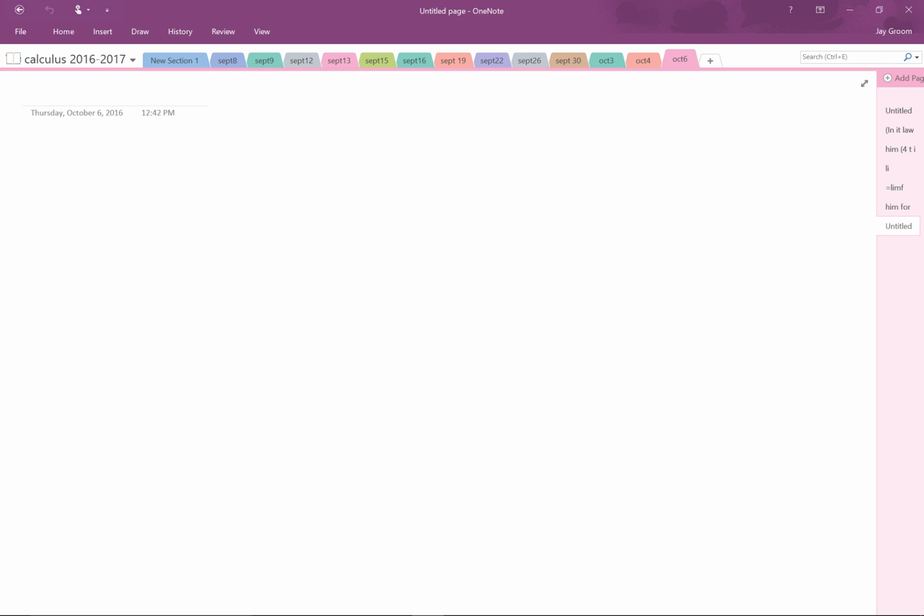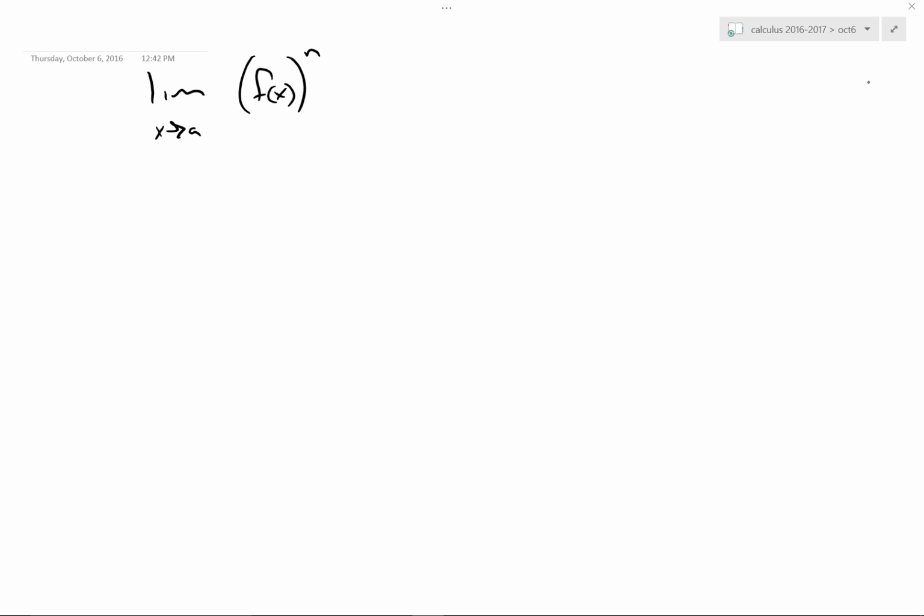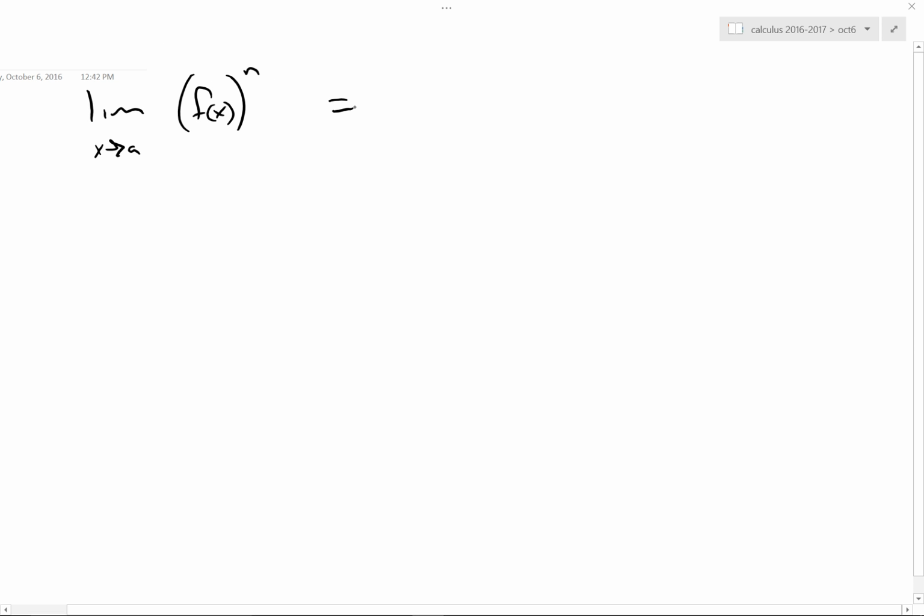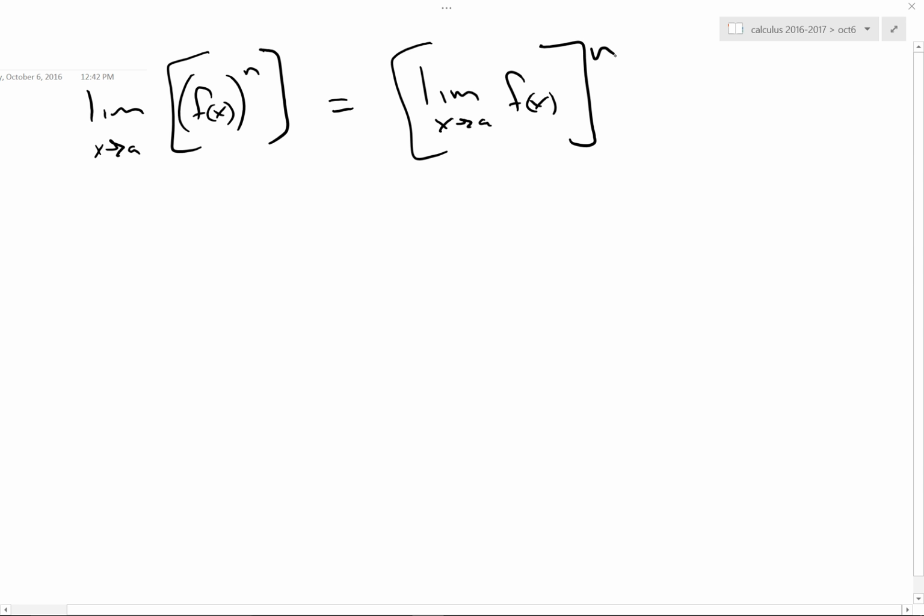Oh, here's a question for you. What if you had the limit as, I don't know, x approaches a of some function to the nth power? What would happen if you did that? What do you want to say? But I feel like this is saying that the limit of a function to the nth power is probably going to be equal to... Now, mind you, we're doing the limit. The function. Yes! The limit of the function to the nth power. That's right.